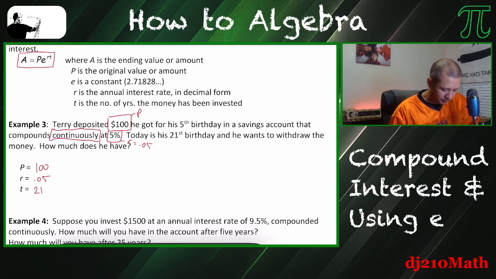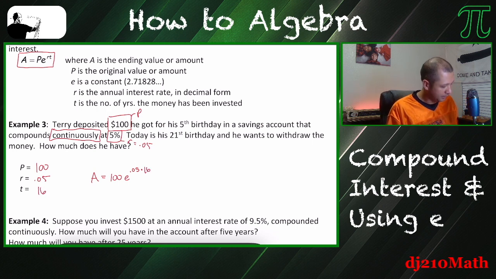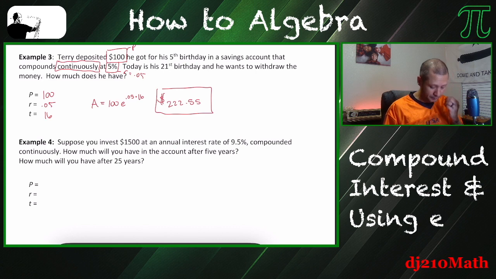So A is equal to 100 E to the 0.05 times 21. No, it should be 16. I said 16. I don't know why I put 21. Times 16. Okay, go to our calculator. He would have $222.55.